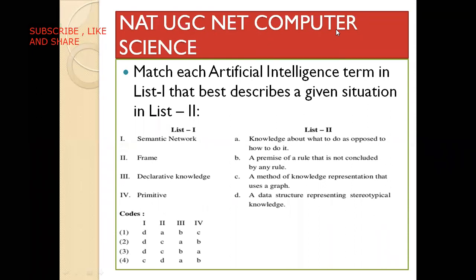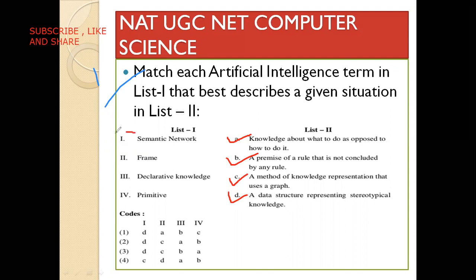So today's question is that you need to match list 1 with list 2. List 1 consists of semantic network, frame, declarative knowledge, and primitive. Option A gives knowledge about what to do as opposed to how to do it. Option B, a premise of a rule that is not concluded by any rule. Option C, a method of knowledge representation that uses a graph. Option D, a data structure representing stereotypical knowledge.